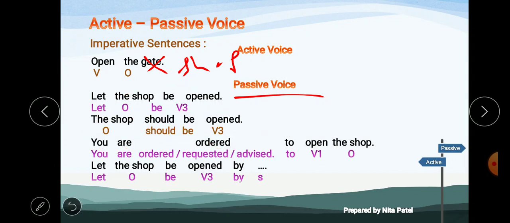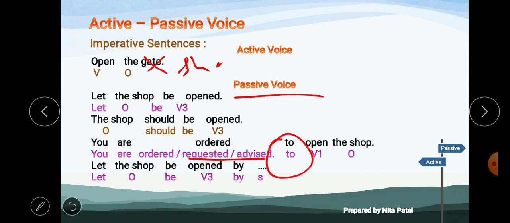The third: you are ordered to open the shop, someone is ordering. So that's the reason that I have written order. In place of order, you can also go with requested. If you find the request in the sentence, then you can use requested. If you find advised in the sentence, you can use advised. Suggested, this kind of words. So you are ordered or you are requested to open the shop. You are advised to... no one will advise to open the shop. But if someone does, then okay.